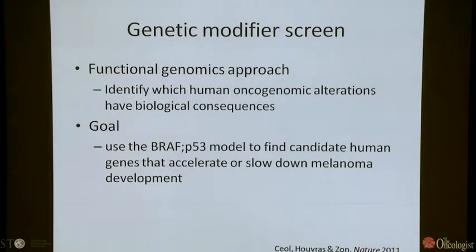And so essentially, Yariv and Craig were interested in a functional genomics approach in the zebrafish. And really the question that many of us are grappling with, I think every person in this room, is to identify which human oncogenomic alterations have actual biological consequences. In other words, which are the drivers and which are the passengers. And really the goal was to use the BRAF P53 model to find candidate genes that accelerate or slow down the melanoma in this model.